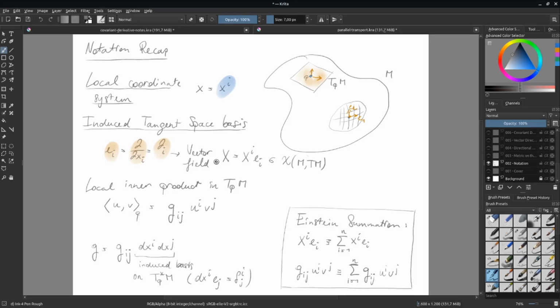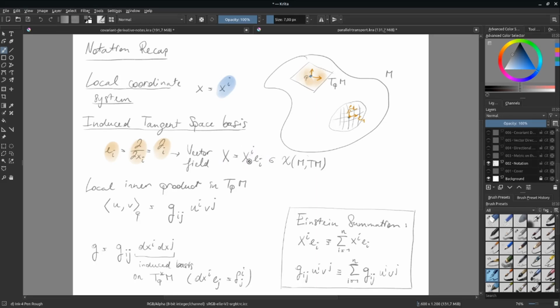Unfortunately, because we only have this coordinate system, it's very rare that this induced basis, which is the natural basis for the tangent space, is orthogonal. So in general, we'll have to worry about converting between non-orthogonal vector spaces or vector bases.